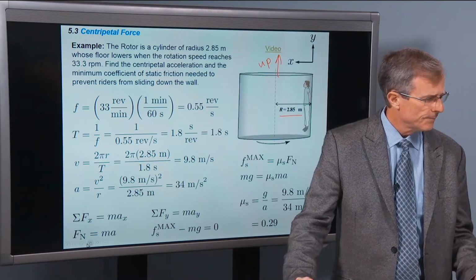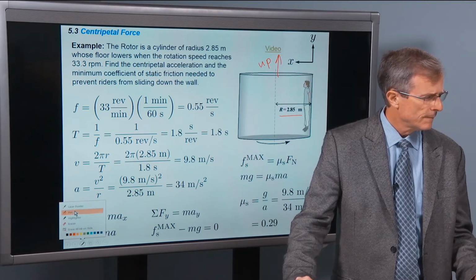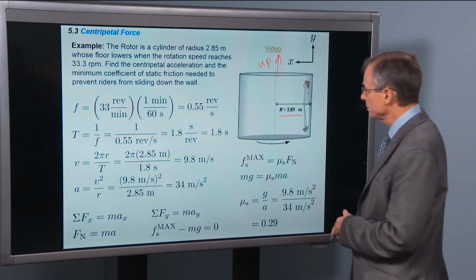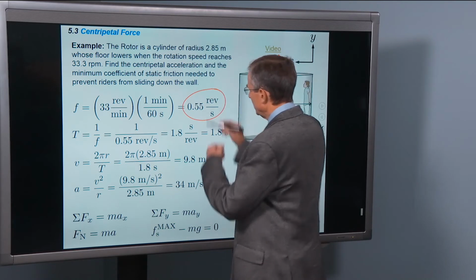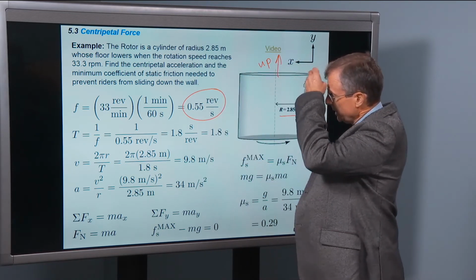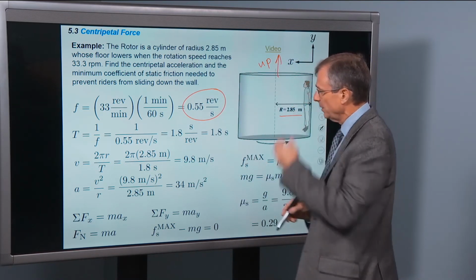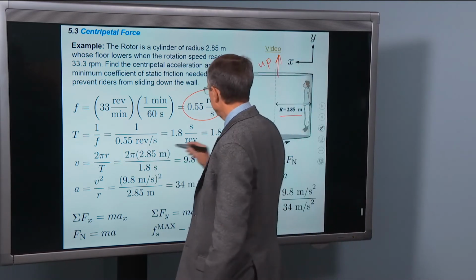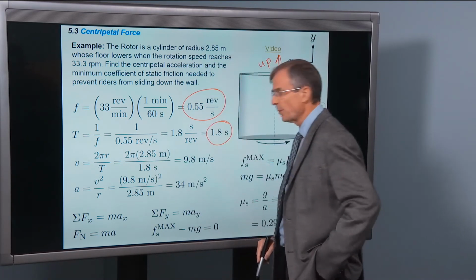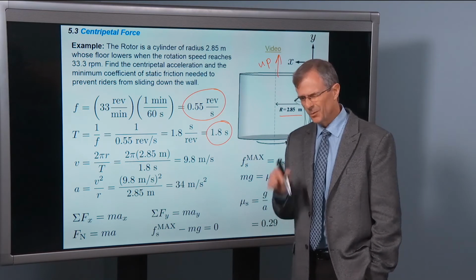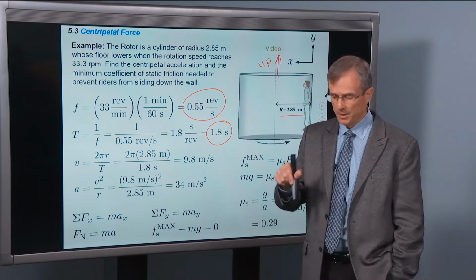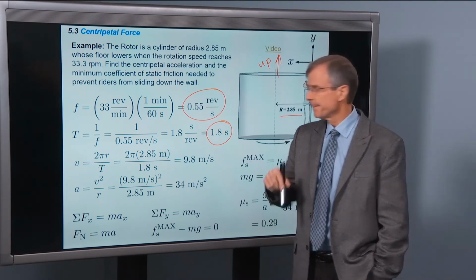Let's convert that to revolutions per second. We've done that before. Just convert seconds to minutes. The period is 1 over the frequency, and that's 1.8 seconds per revolution, or 1.8 seconds. And what is that? That's the time for one complete revolution.